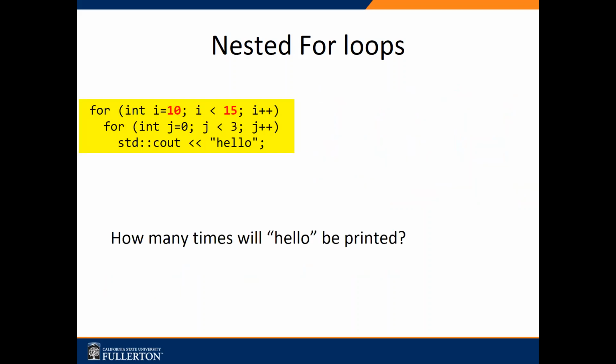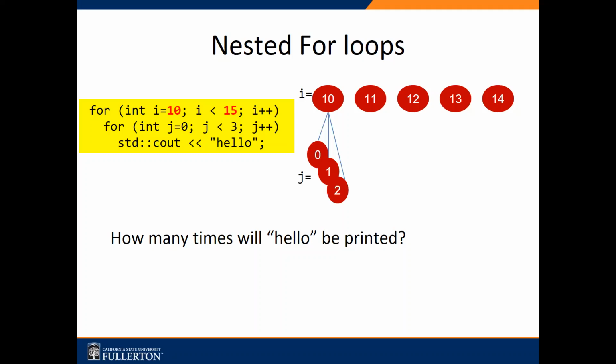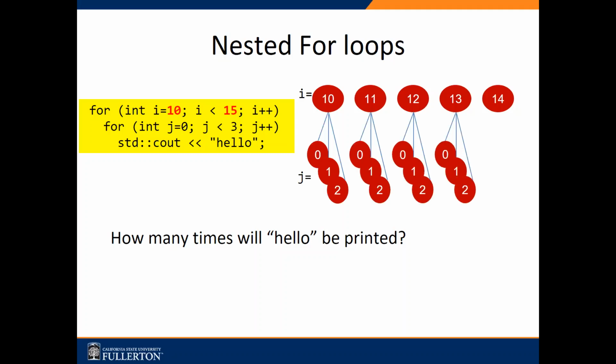Now let's consider this nested for loop, which is only slightly different from the previous one. Specifically, the variable i now goes from 10 through 14. How many times will hello be printed now? Well, the answer is again 5 times 3. Okay. And note that what matters is the size of each fold, that is the number of iterations, and not the actual value of the variable.